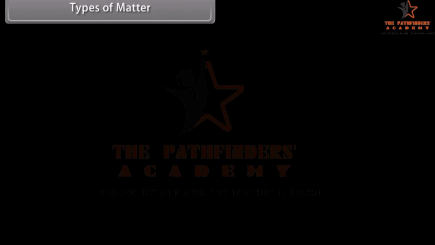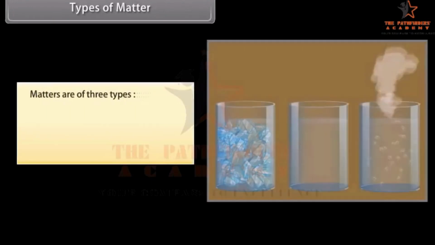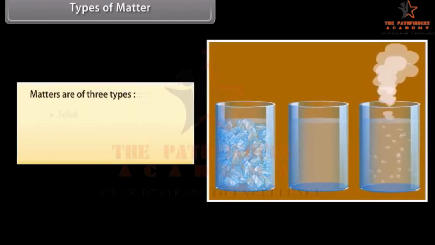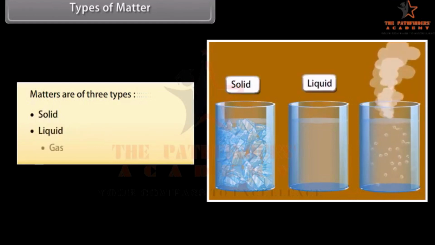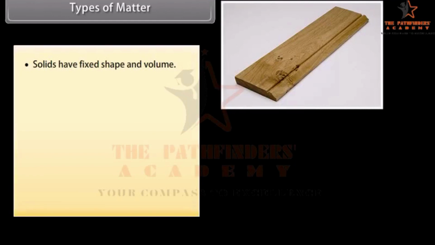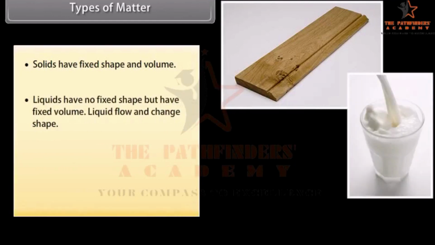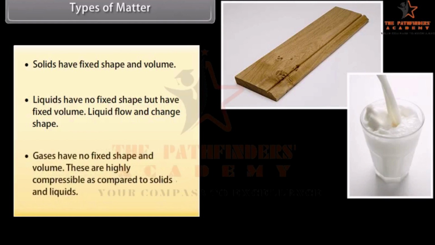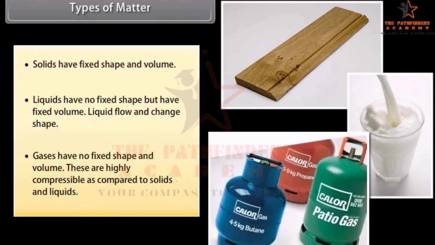Types of matter. Matter is of three types: solid, liquid, gas. Solids have fixed shape and volume. Liquids have no fixed shape but have fixed volume. Liquids flow and change shape. Gases have no fixed shape and volume. These are highly compressible as compared to solids and liquids.